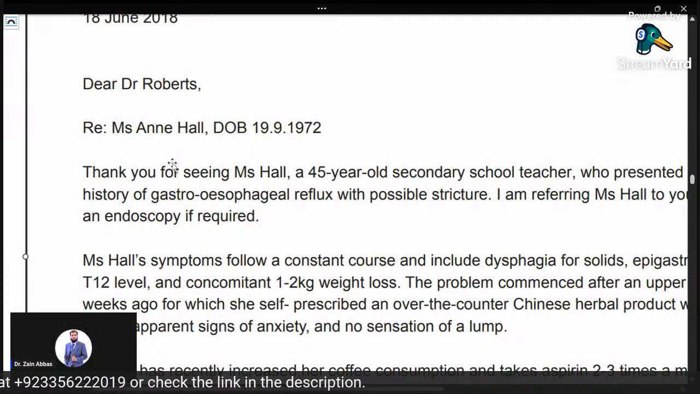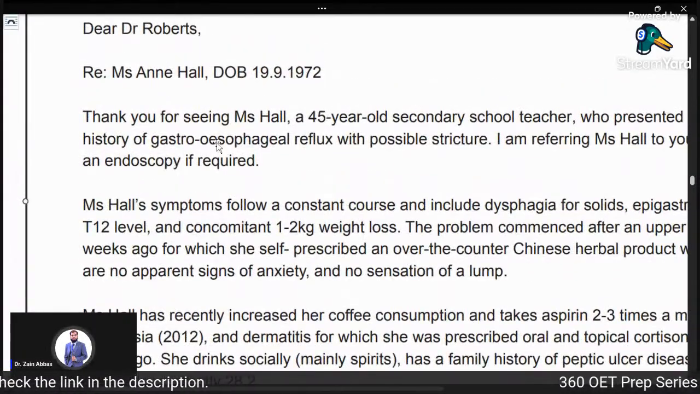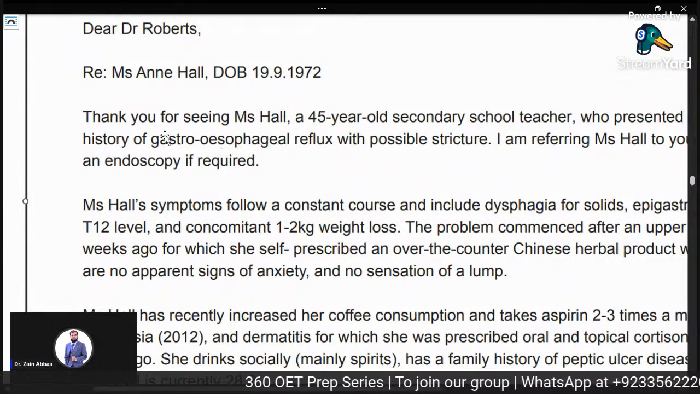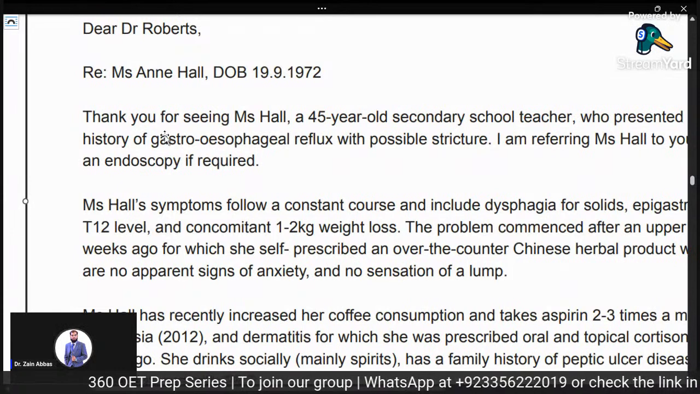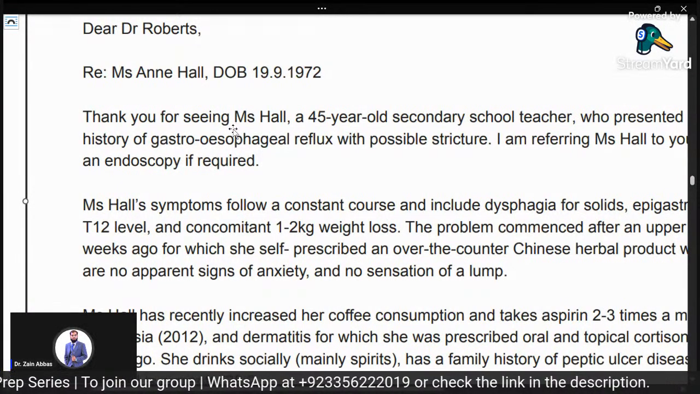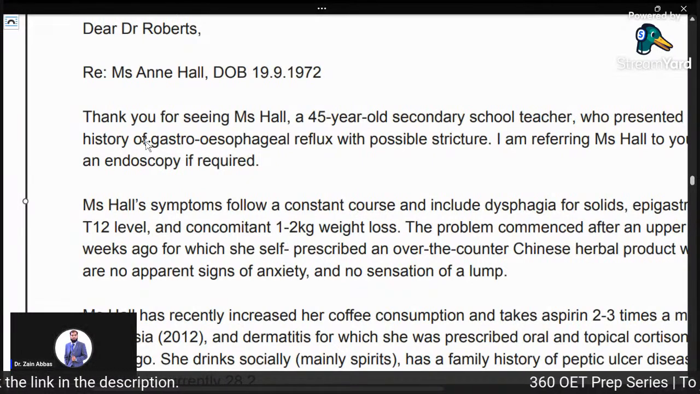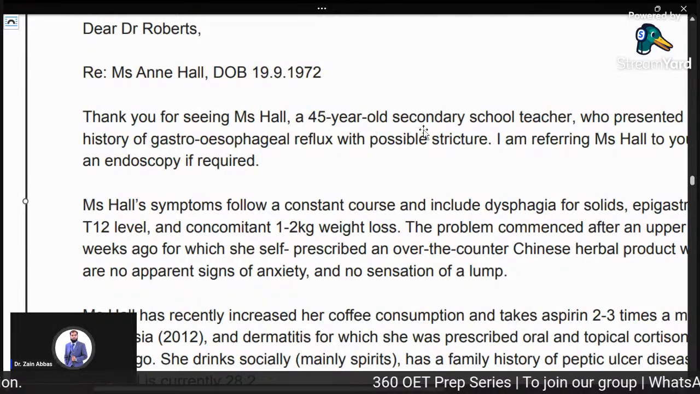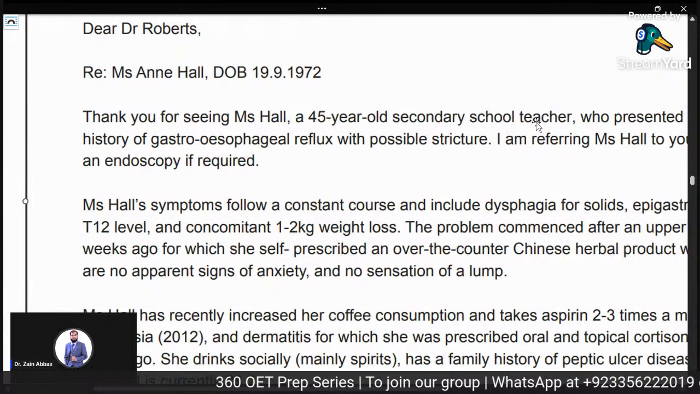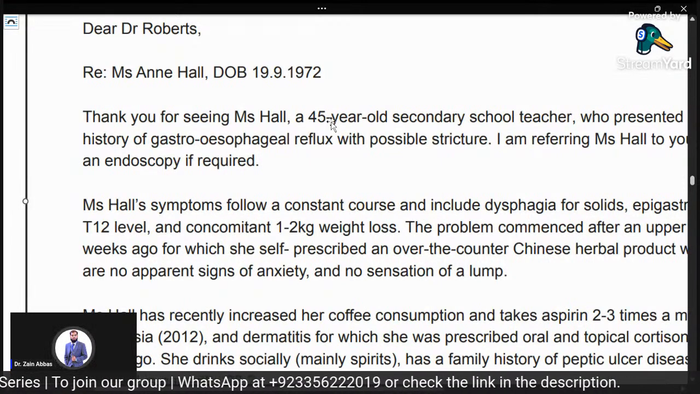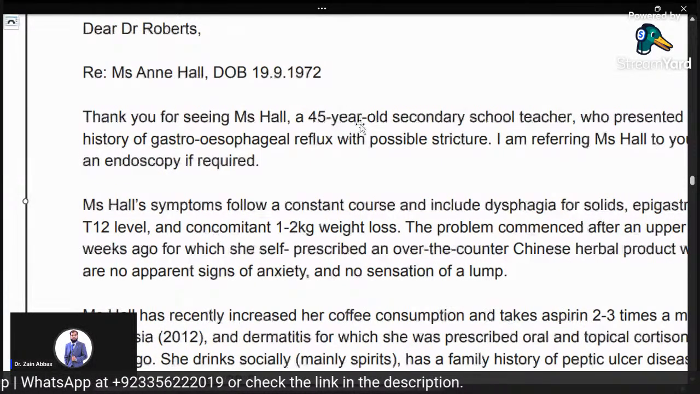so you can pay heed to this and you can stick to this as well. Then you will start with the introduction, and that introduction includes the purpose, a clear-cut purpose. There are different intro lines or icebreaker points here. Now you can start with thank you for seeing Miss Hall. You can start with I am writing to refer this patient, and like this. And you will see here a 45-year-old secondary school teacher. It's not 45 years old. If we put a hyphen, you don't need to put years old here, and you will put the double comma here.